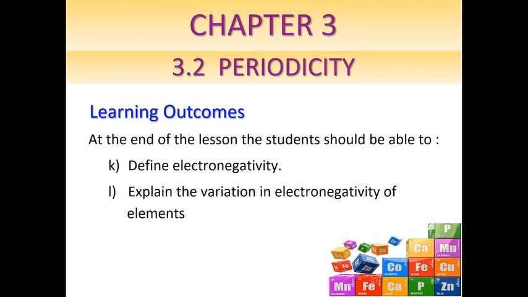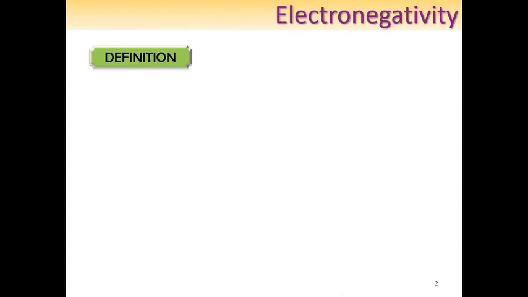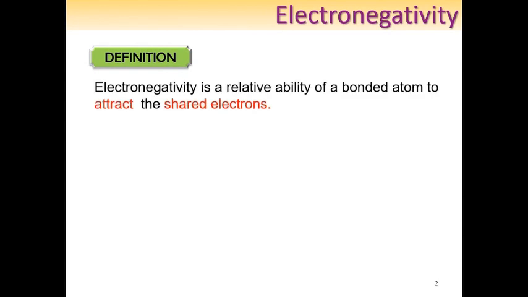In this video, we are going to talk about electronegativity. At the end of the lesson, you should be able to define electronegativity and also explain the variation in electronegativity of elements. What is the definition of electronegativity? Electronegativity is a relative ability of a bonded atom to attract the shared electron.